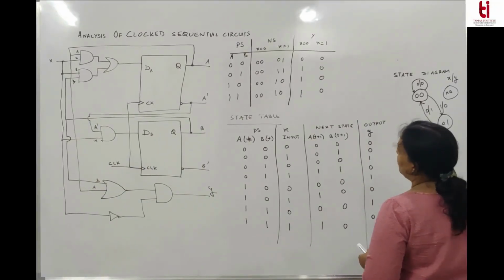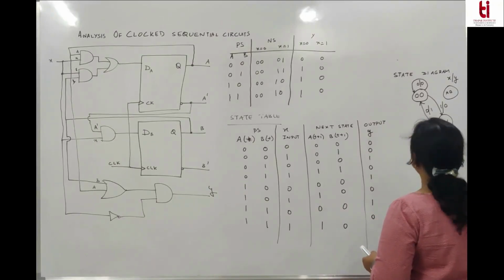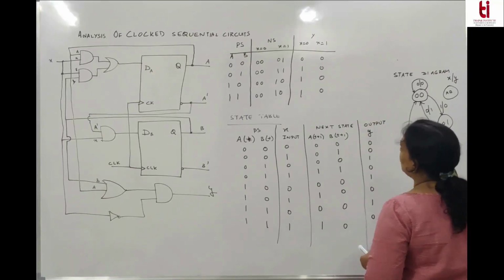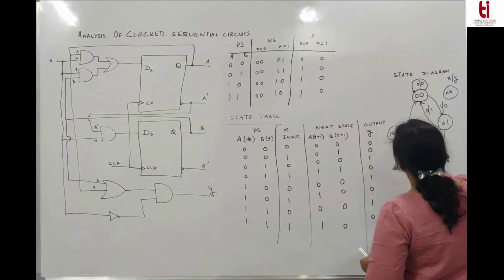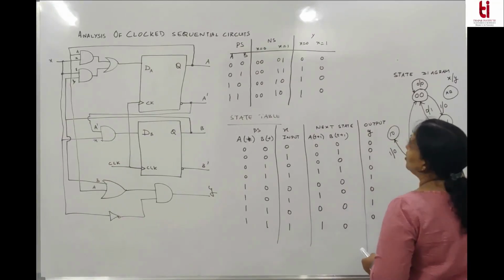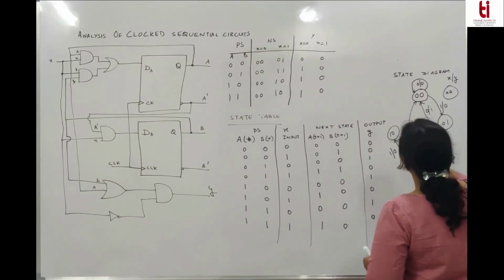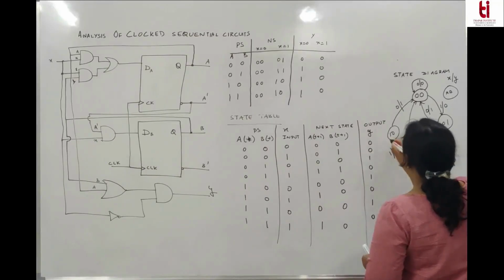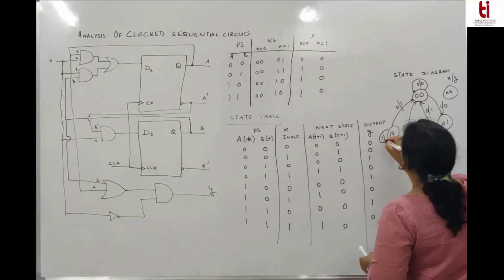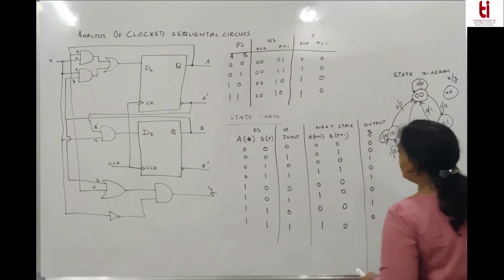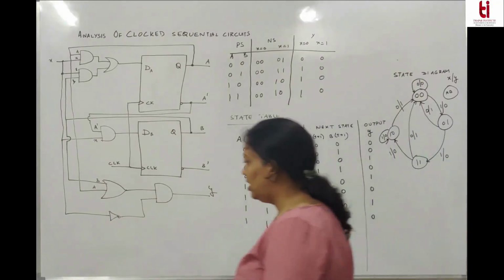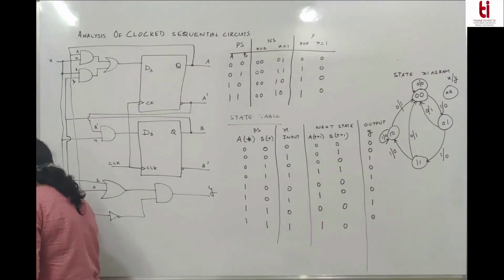When you are in state 11, for X equal to 0, it goes to state 00. Output is 1. For X equal to 1, it goes to state 10. From 10, for X equal to 0, it goes to state 00. And for X equal to 1, it remains within the same state. Output is. So this is the state diagram for the given clocked sequential circuit. This is how you can analyze your given clocked sequential circuit.